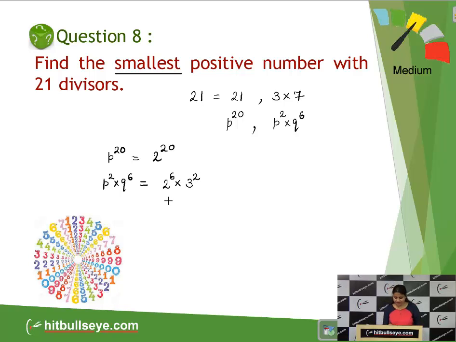So, we cannot take 2 square into 3 raised to power 6. Why so? Because in that case, it will be a bigger number. We will drop this. So, if we take these two numbers and we compare them, obviously you can see that this is the smallest number and this is the answer.